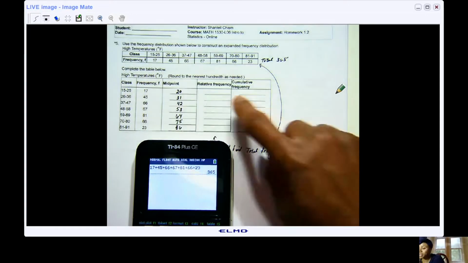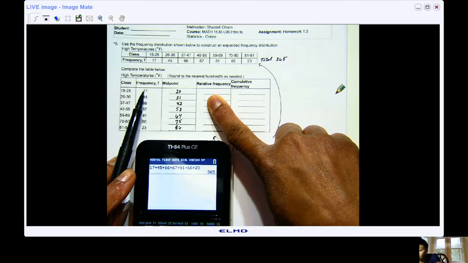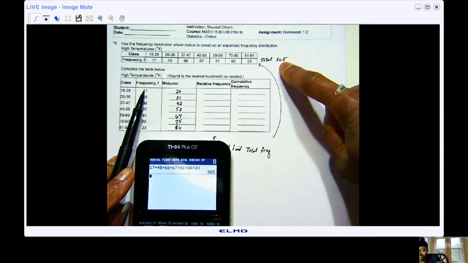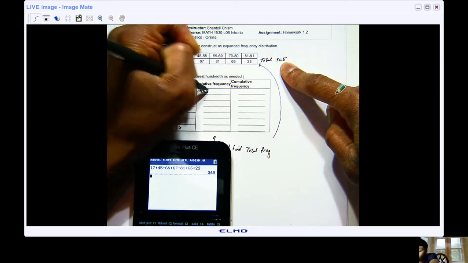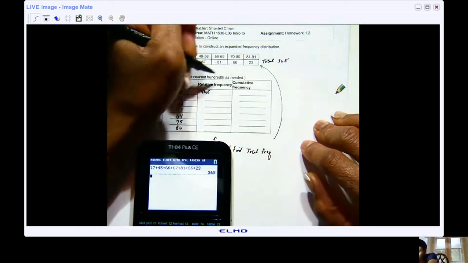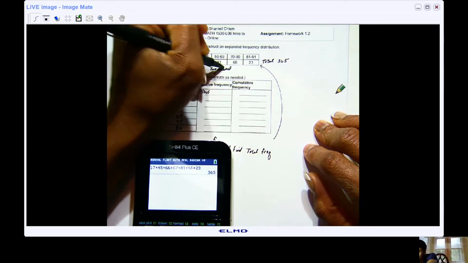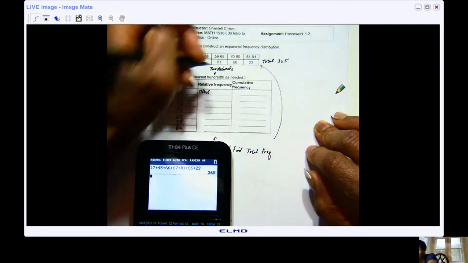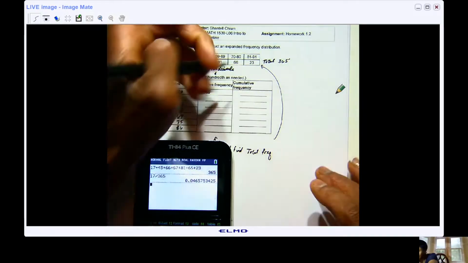Now for that first class, the frequency is 17, so its relative frequency would be 17 out of 365. I'm going to put 17 out of 365 on this paper, but when you enter your answer, you're just going to enter the decimal value. It says round to the nearest hundredth, that is 2 decimal places. So 17 divided by 365 is 0.0465. Rounding to 2 decimals, that would be 0.05.